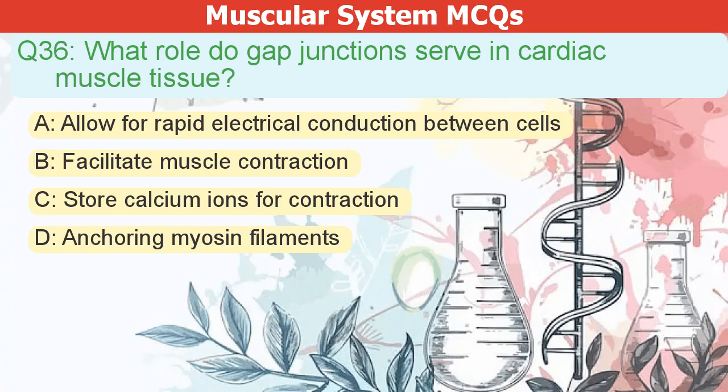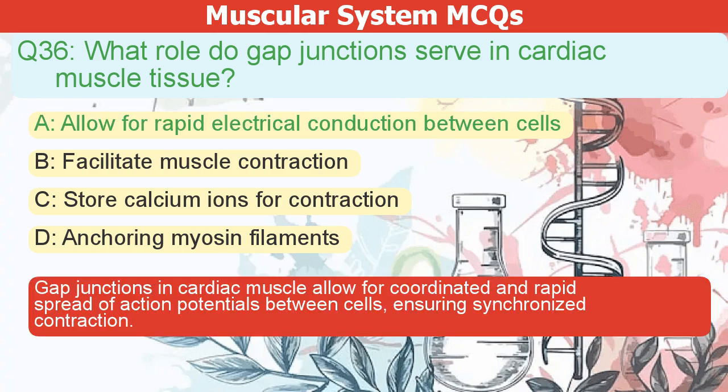What role do gap junctions serve in cardiac muscle tissue? A. Allow for rapid electrical conduction between cells. B. Facilitate muscle contraction. C. Store calcium ions for contraction. D. Anchoring myosin filaments. The correct answer is A. Gap junctions in cardiac muscle allow for coordinated and rapid spread of action potentials between cells, ensuring synchronized contraction.